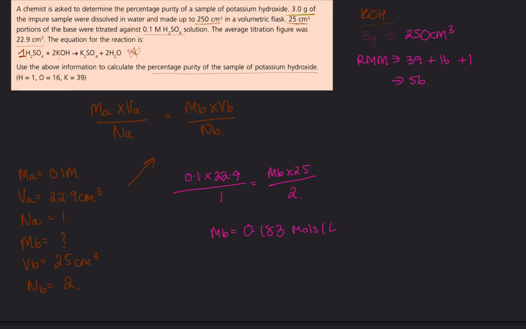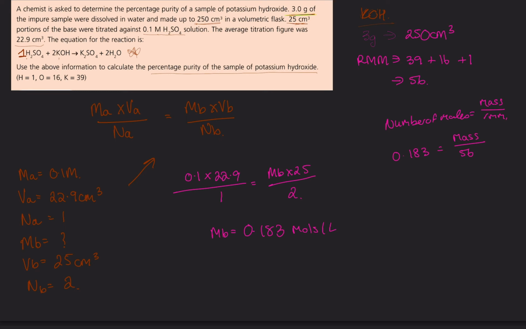Okay, so if that's the molarity, then we can go and use the original equation that we had up here a while ago. Number of moles, or the molarity, equals mass over relative molecular mass. So this one again. Now we have 0.183 equals mass over 56. We already worked that out previously.